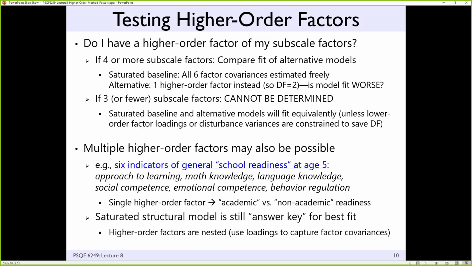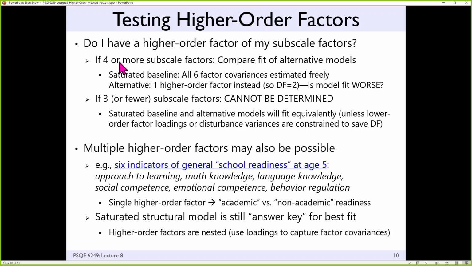So could you please repeat about the saturated baseline versus the alternative? Yep. So the first one, all 6 factor covariances. Then if you estimate a single higher order factor, can it fit differently? It can fit worse. Okay. Oh, yeah, that makes sense.